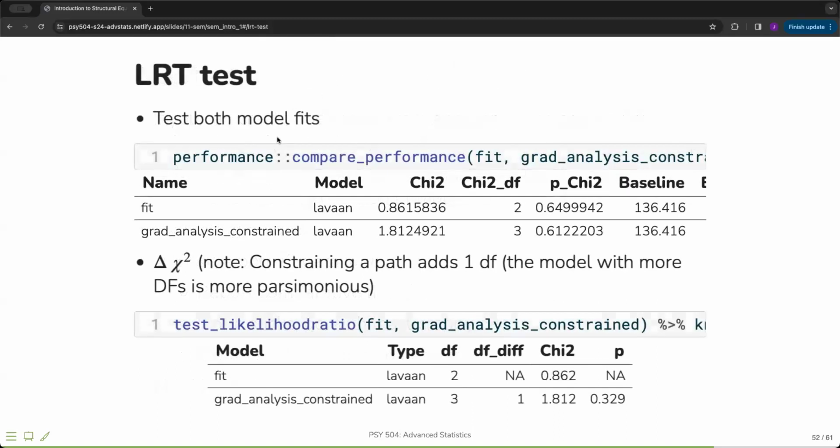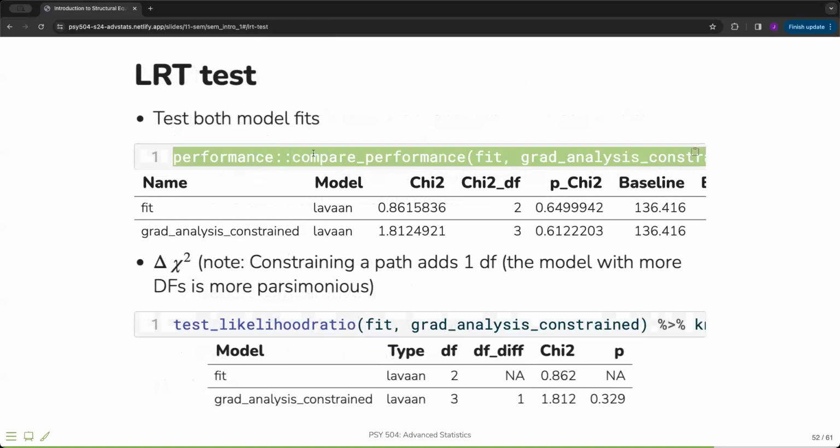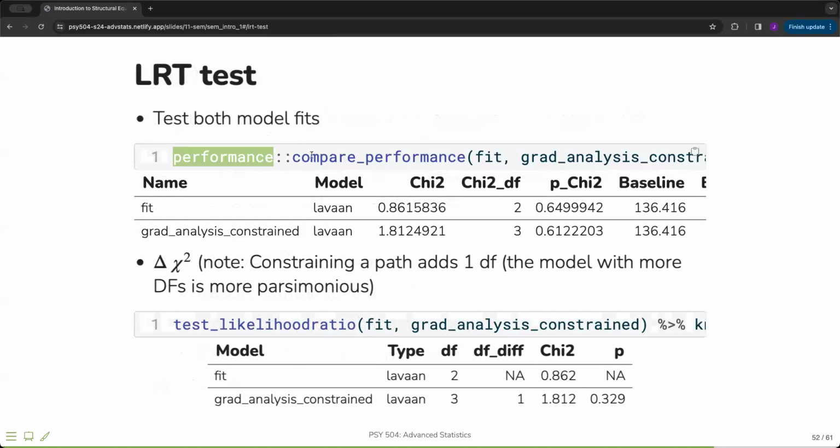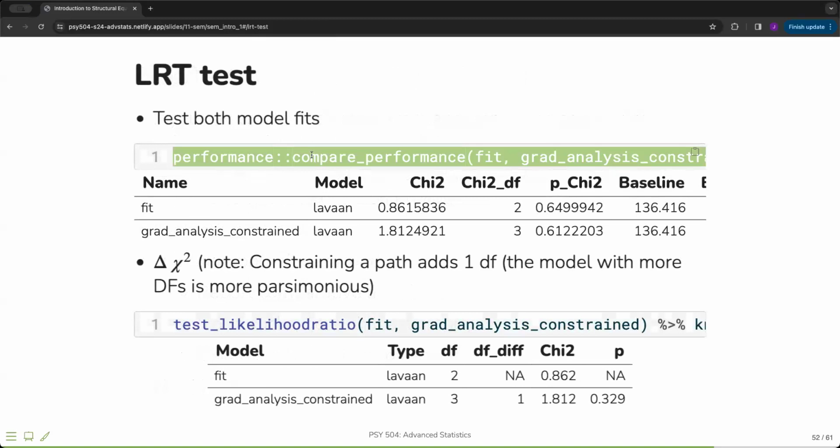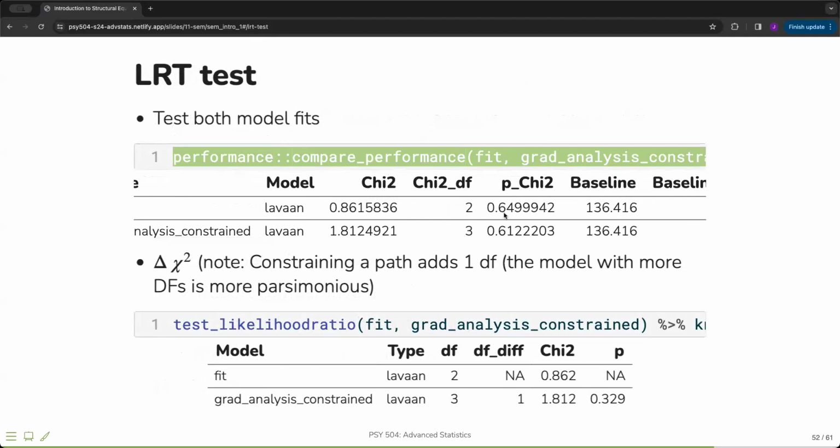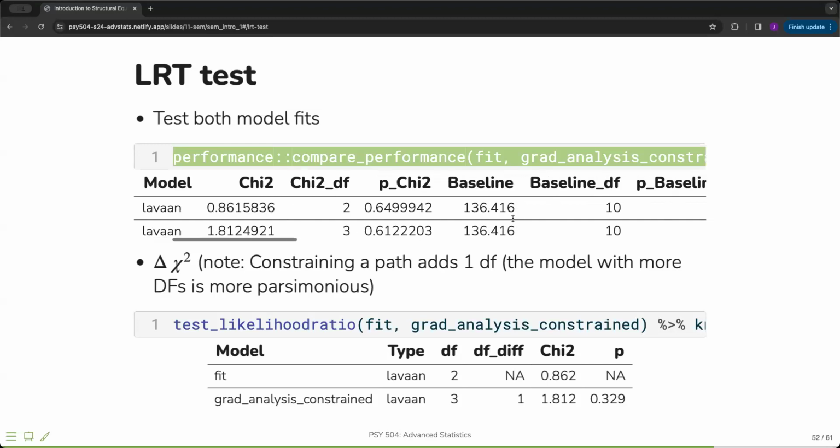So what I'm highlighting here is the compare performance function from the performance package, which will fit both of our models and output all of the fit indices for both of them. So we can compare to see if our models fit the data well. That's the first step. And we can see that both models have non-significant chi-square tests, right? The p-values are not statistically significant.